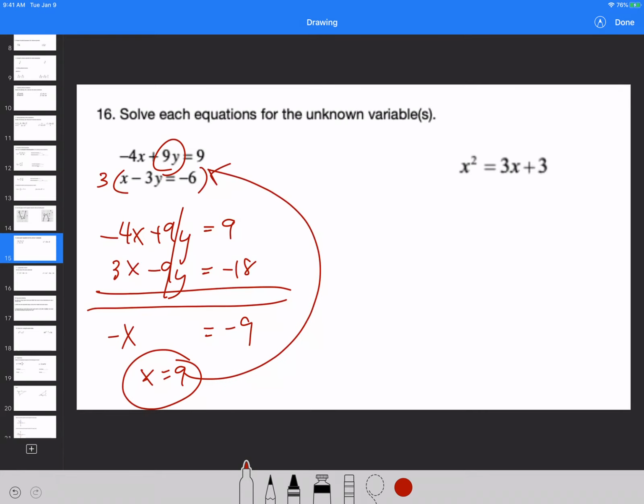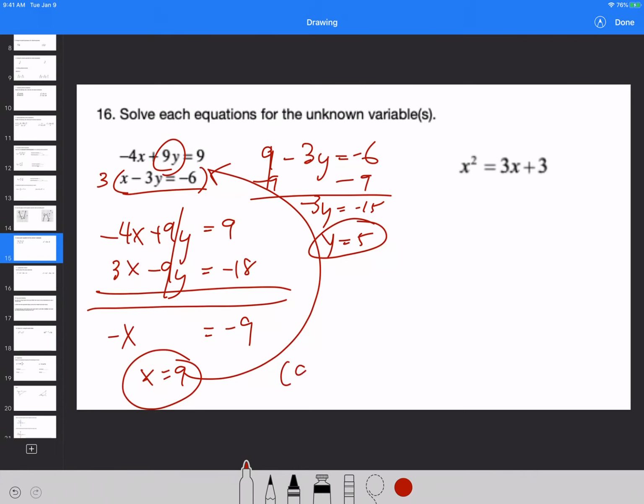Plug it back in to the first equation or the second equation. Second equation seems easier. 9 minus 3y equals -6. Subtract 9 on both sides. I get -3y equals -15. So y equals +5. So my final point will be (9, 5) as my final choice. Final answer.